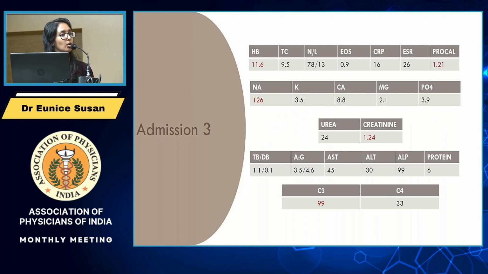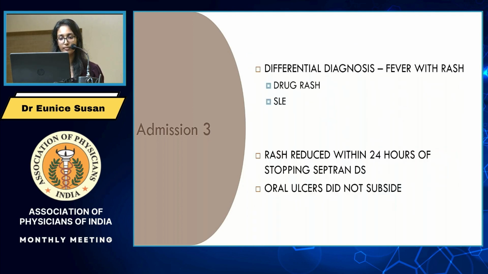Initial labs were again showing an anemia with a procal of 1.21. Sodium of 126, hyponatremia was present, and an acute kidney injury of creatinine 1.24. Hypocomplementemia was still present. Our differential diagnosis for the fever with rash included a drug rash or an SLE, but the rash subsided within 24 hours of stopping Septran DS, so we concluded it to be a drug-induced rash. However, the patient's oral ulcers did not subside.